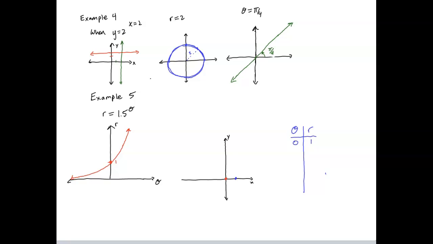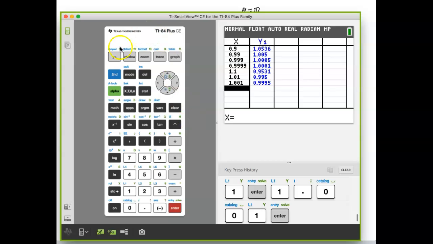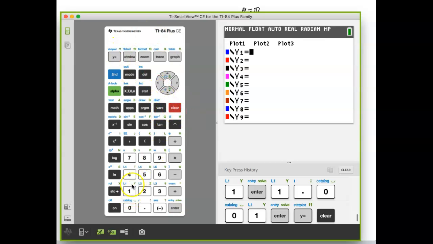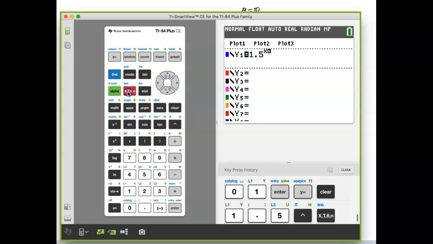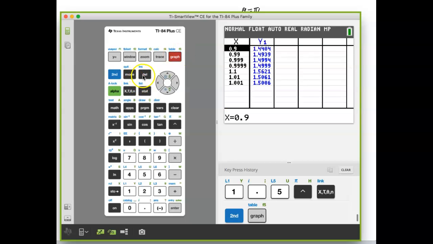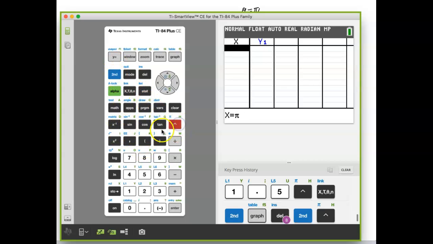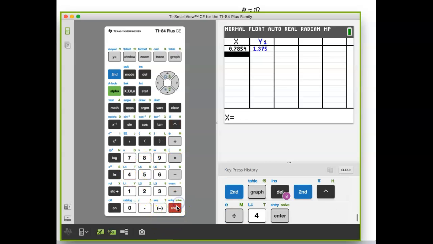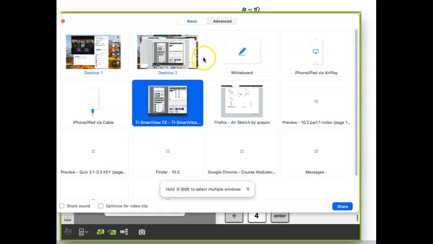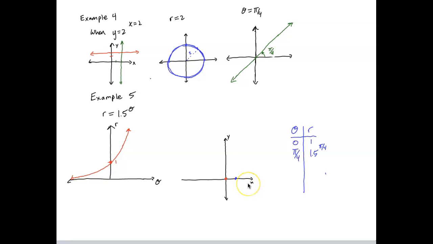All right, what's another easy angle? Rotating halfway into that quadrant would be pi over 4, right? So if my angle is pi over 4, then I have 1.5 to the pi over 4 power. Let's see what that is approximately. I'm just going to put that function in there, 1.5 to the x, and go to my table. All I have to do is plug in pi over 4 to my table here. All right, so we get 1.375. So my radius should be slightly larger than what it was before.